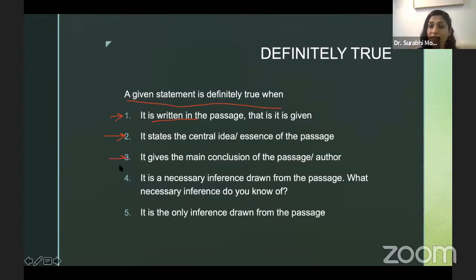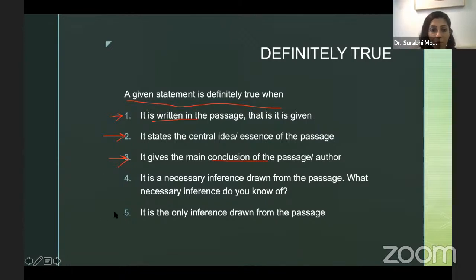It cannot just be the central idea. It could be the main conclusion of the passage or the author, right? Maybe it's the central idea of the last paragraph, or of the part where the author is giving us the conclusion. Also, it could be a statement that is an inference that you can draw from another statement in the passage. That means it's not the central idea, it's not the conclusion, but it is a statement that I can infer from another statement.